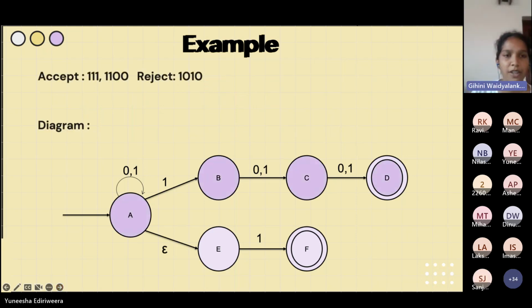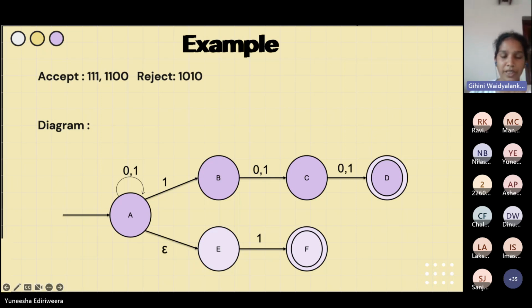According to the logic of this diagram, this NFA can accept strings such as 111 and 1100, and it will reject strings such as 1010. Now you may notice that in this state A, whenever input 1 is given, it loops back to the same state. But there's also another option. When 1 is given, it might also transition from state A to state B.